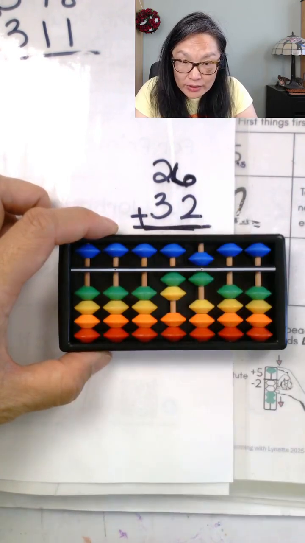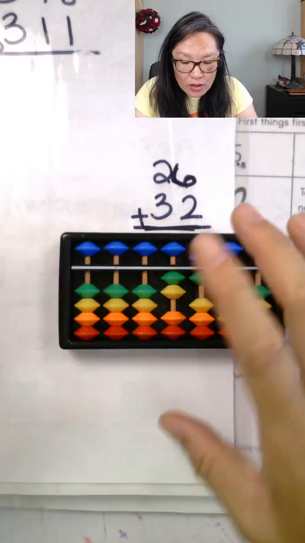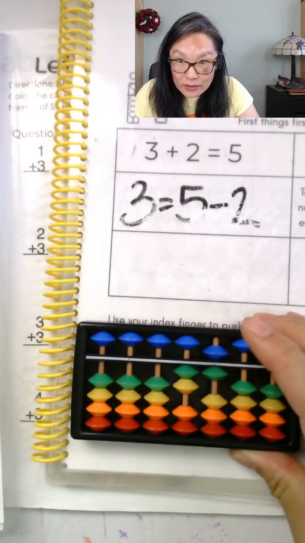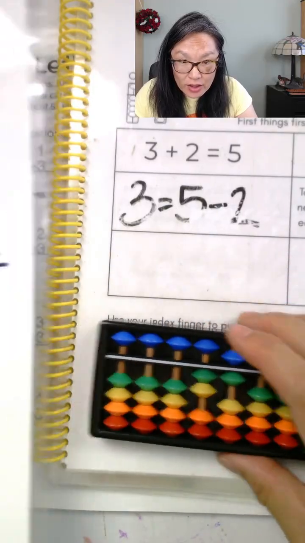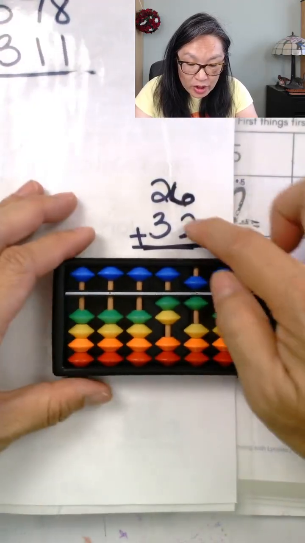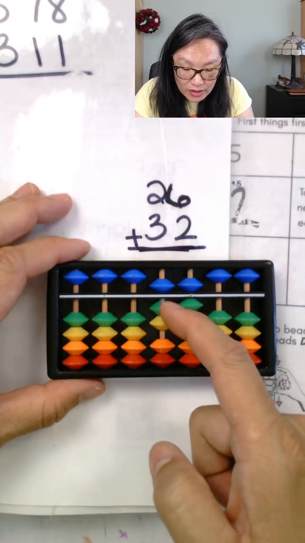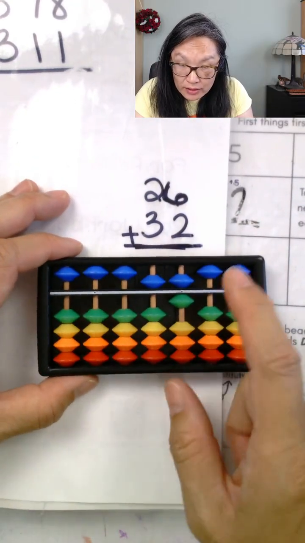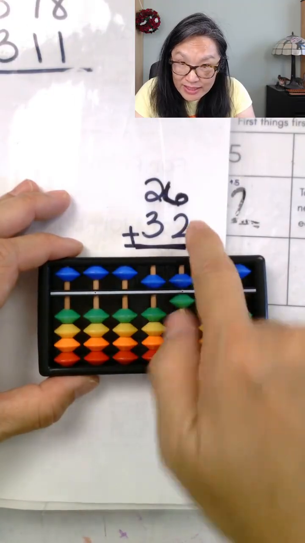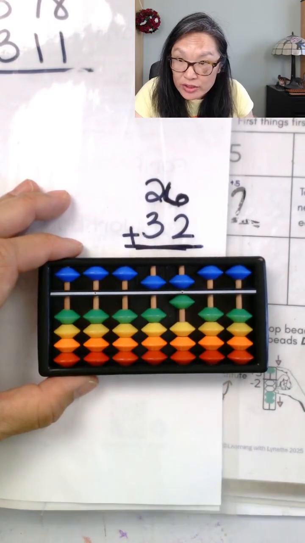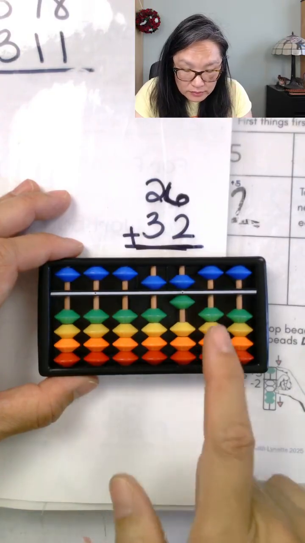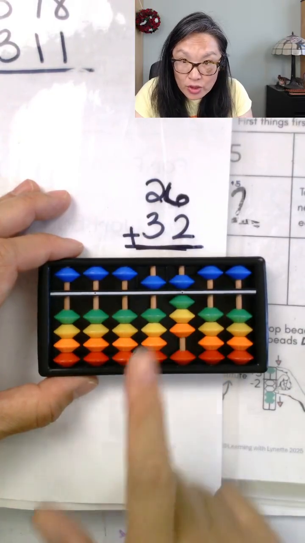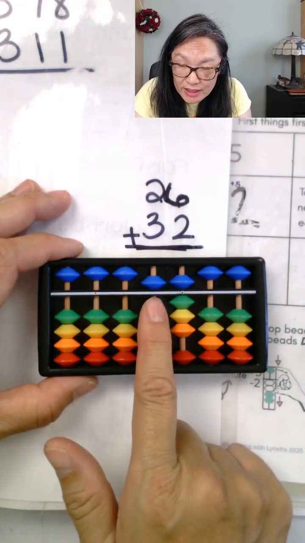We want to add the 3. Remember when we added the 3? We know how to add the 3. We add the 5 and take away the 2, and then we're done with that. Now we need to add the 2. Can we do it? Yes, we can add the 2. So my final answer is 58.